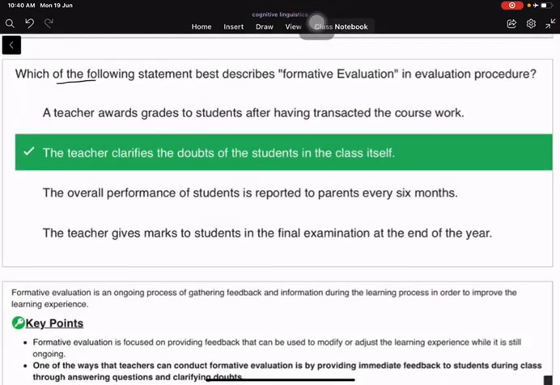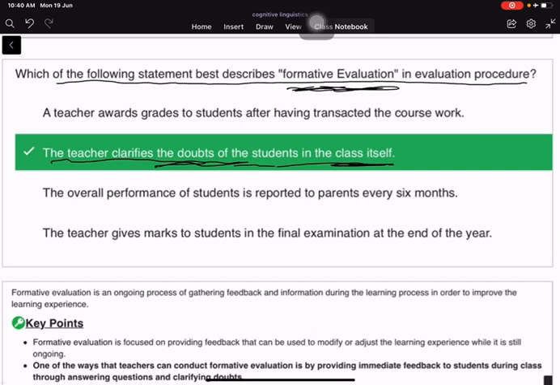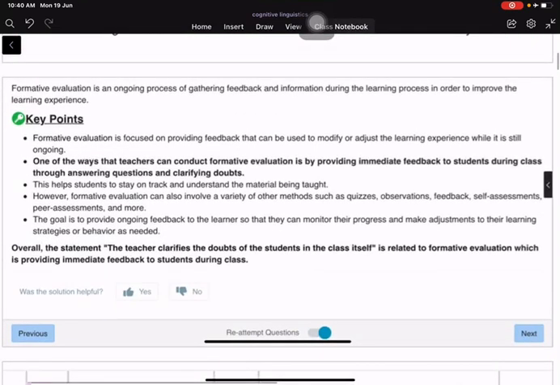Now, which of the following statements best describes formative evaluation in evaluation procedure? So, the teacher clarifies the doubts of the students in the class itself, when you are teaching, while teaching is happening. That is the time when formative evaluation happens. Now, formative evaluation is focused on providing feedback that can be used to modify or adjust the learning experiences while it is still ongoing.